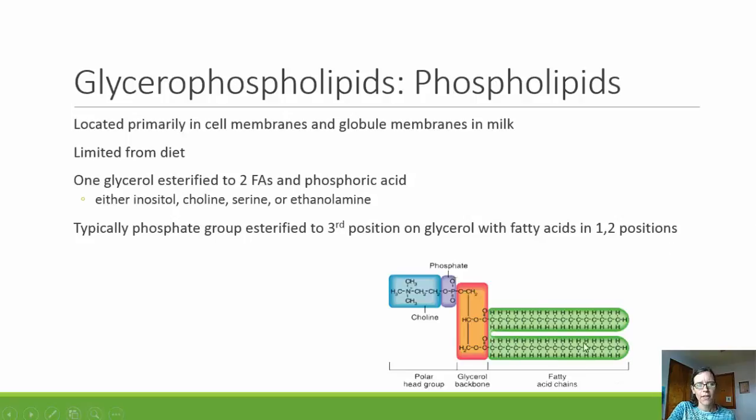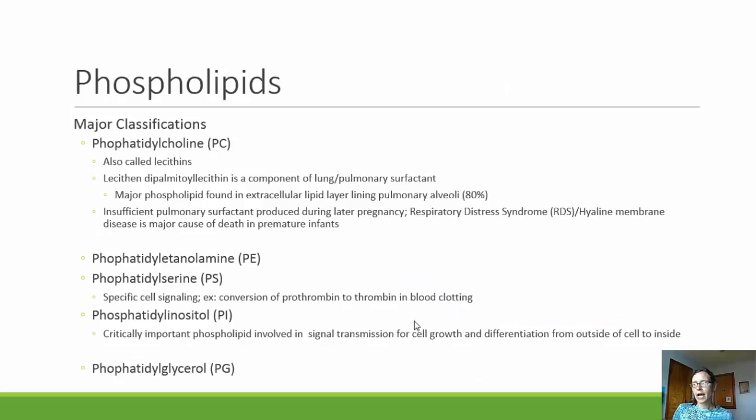And this is a glycerol that's esterified to 2 fatty acids and then a phosphoric acid. And a phosphoric acid has a phosphate group, which of course we know is really important for regulating our biological processes. And then it also has an additional component, which is an inositol, a choline, a serine, or a phenylamine. So we have all these different kinds of phospholipids depending on what that last component is. The phospholipid that is of biological importance is phosphatidylcholine. And we also know of this as lecithins.